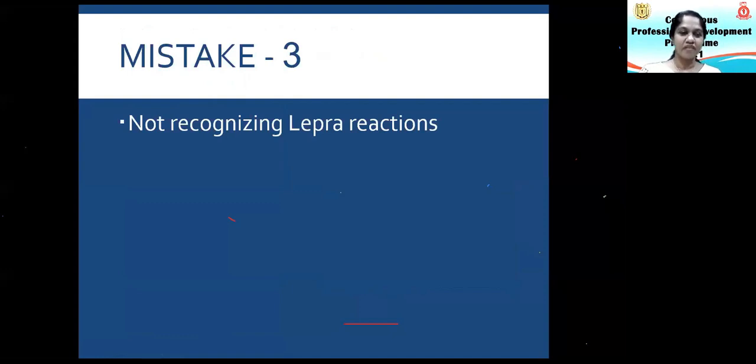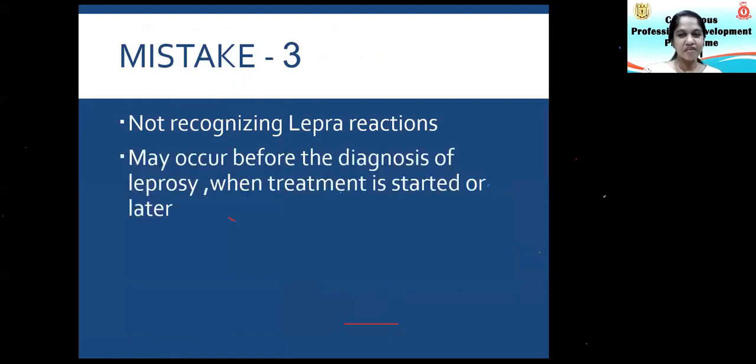Then mistake number 3 is not recognizing lepra reactions. So what are lepra reactions? Leprosy reactions may occur before the diagnosis of leprosy, when treatment is started, or even later on. That is why the patients will come to you first, not to a dermatology clinic, because they will first come with the reactions of leprosy, and later on only it will be diagnosed.